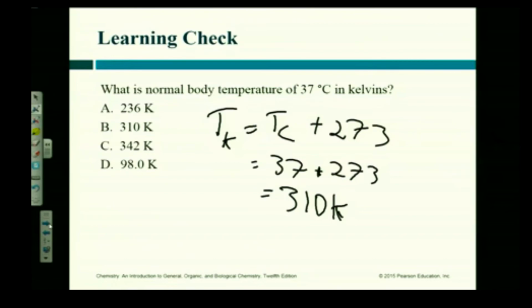And I told you you need to know kilo, centi, deci, milli, micro. And now these. It hasn't been really that much. We're in the third week, fourth chapter.